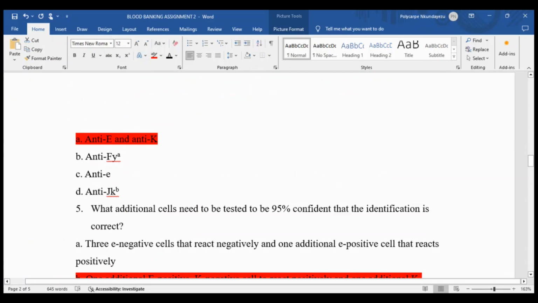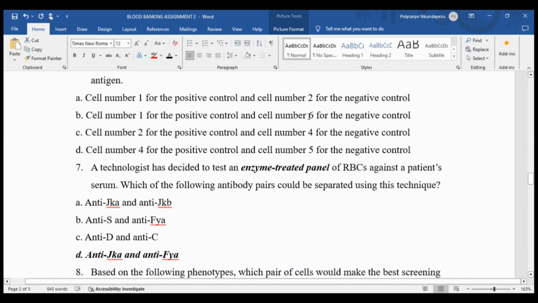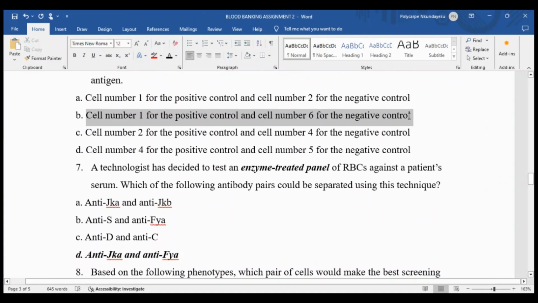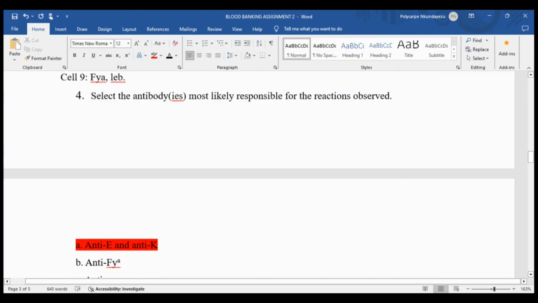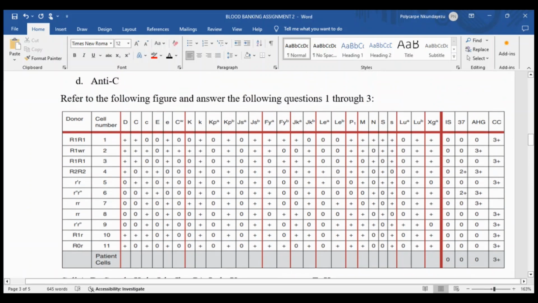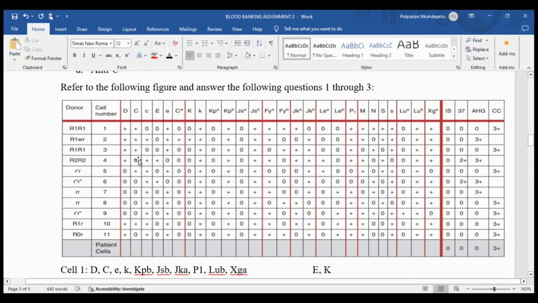It's also okay. So let's choose this one, B, preliminarily, but let's also check the other options to see if one of them can work. Cell number 2 for positive control, cell number 4 for negative control for the capital C.